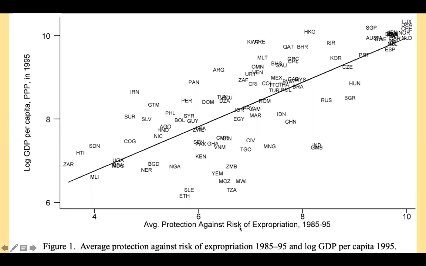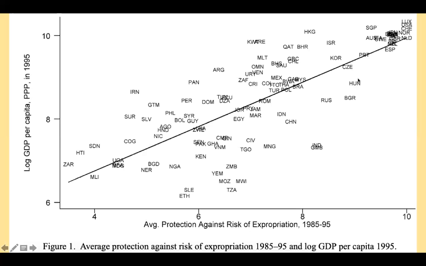First, the average protection against the risk of expropriation, and then GDP per capita, or basically purchasing power parity income per person. This gives us the relationship between these two for the countries of the world between 1985 and 1995. And as you can see, it's not perfect by any stretch, but it's a pretty good line of best fit. It's a pretty clear relationship. As you get more and more protection against expropriation, you get higher per capita income. So the better the protection against expropriation, the more the economy grows, or the higher the income per person.